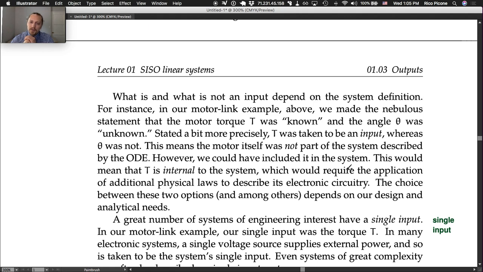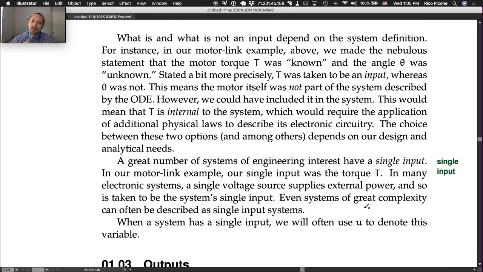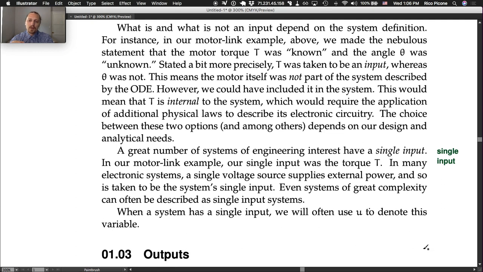A great number of systems of engineering interest have a single input, almost surprisingly, but it is true. In our motor link example, our single input is the torque T. In many electronic systems, a single voltage source supplies external power, and so is often taken to be the system's single input. Even systems of great complexity can often be described as single input systems. When a system has a single input, we will often use U to denote this variable.